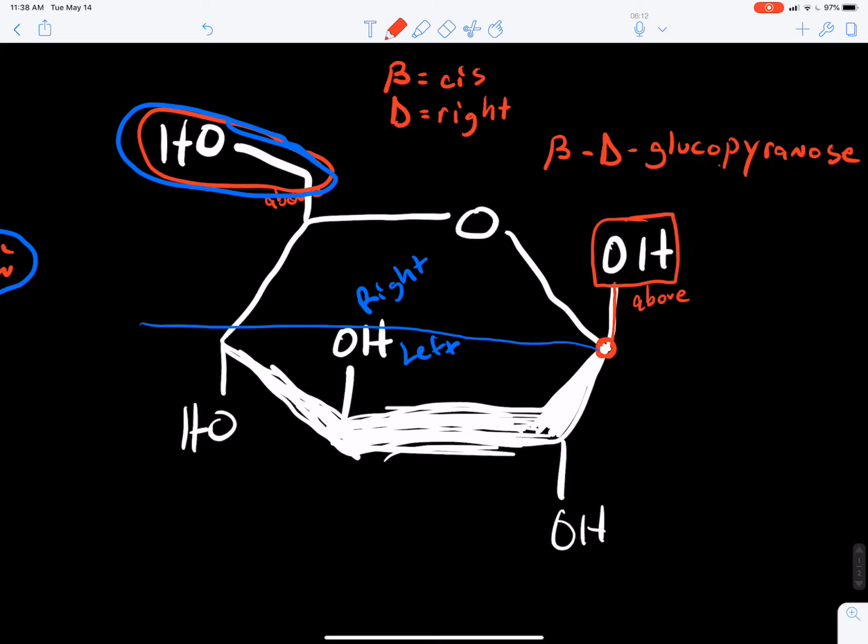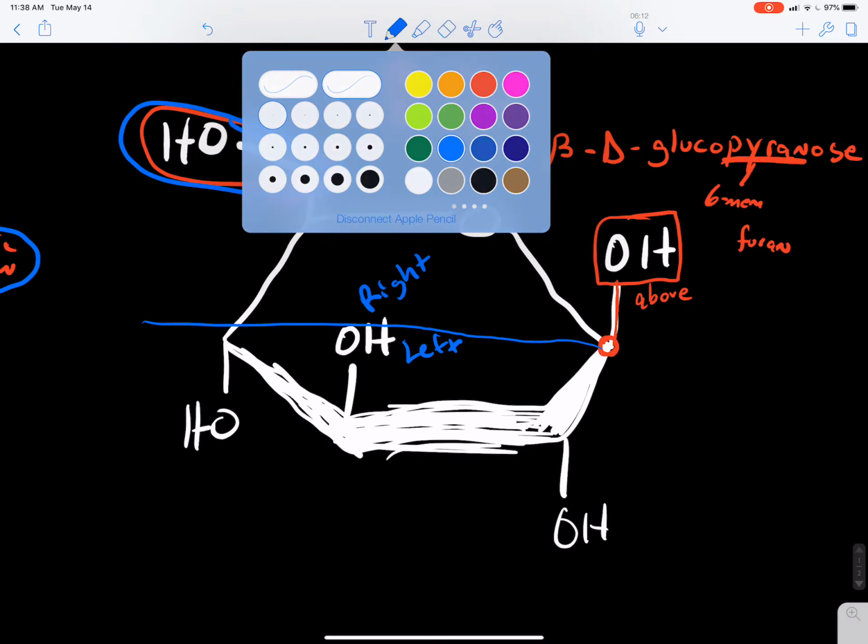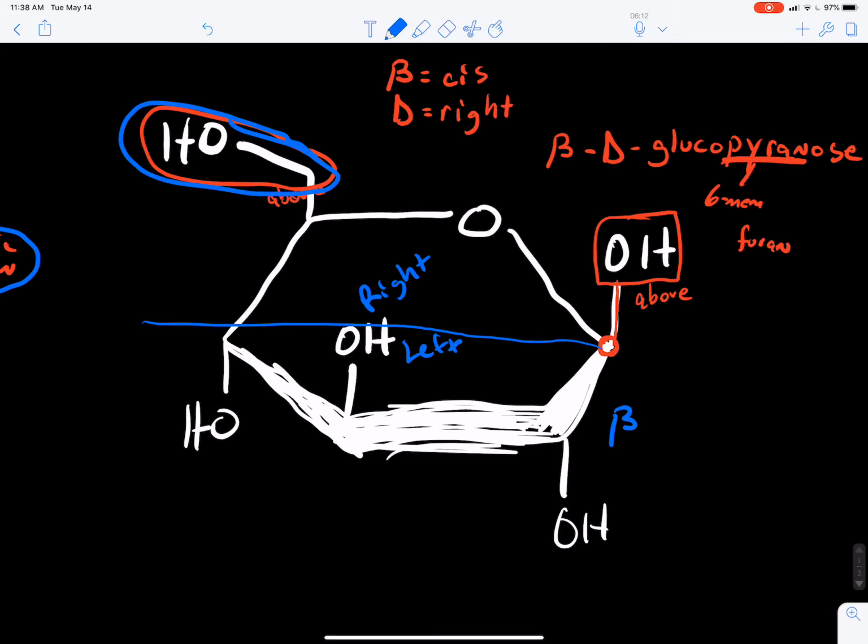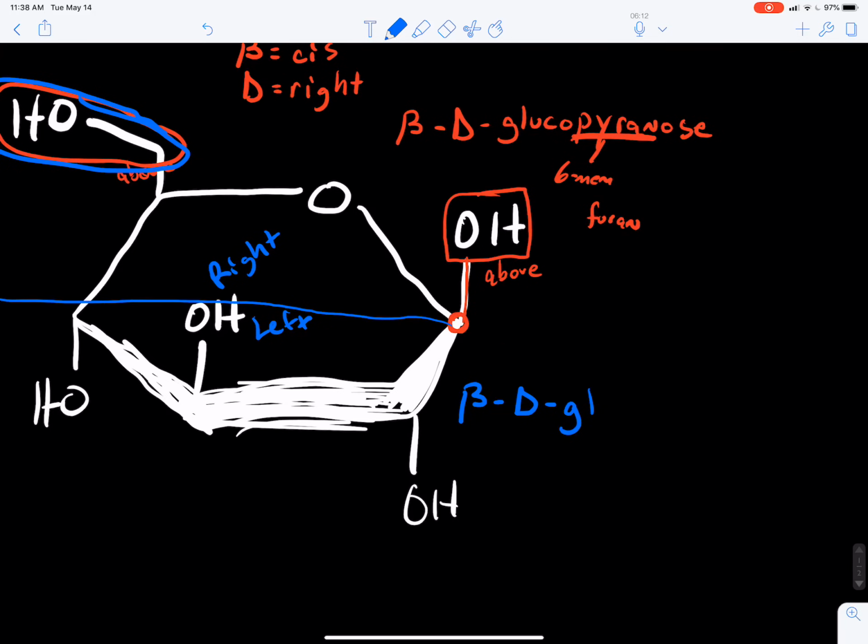And the pyrans, if you remember, are 6-membered rings. If it were a 5-membered ring, do you remember what that is? If it's a 5-membered ring, it's going to be a furan. So if this were a 5-membered ring, it would be a furanose. It's a 6-membered ring, so it's going to be a pyranose. So the name for this sugar is going to be beta-D-glucopyranose.